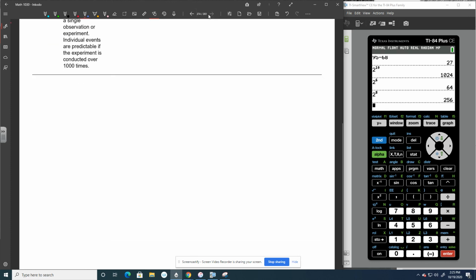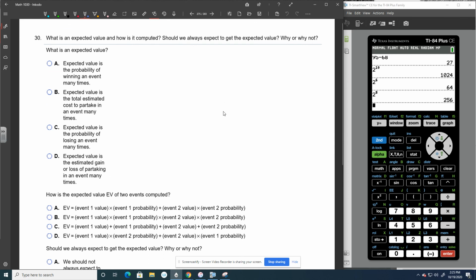Okay, moving on. 30. What is an expected value and how is it computed? Should we always expect to get the expected value? Why or why not? Well, our expected value is the estimated gain or loss when you make a bet, or the chances of being able to sell something when you buy it. So the expected value is the estimated gain or loss if you participate in an event, okay?